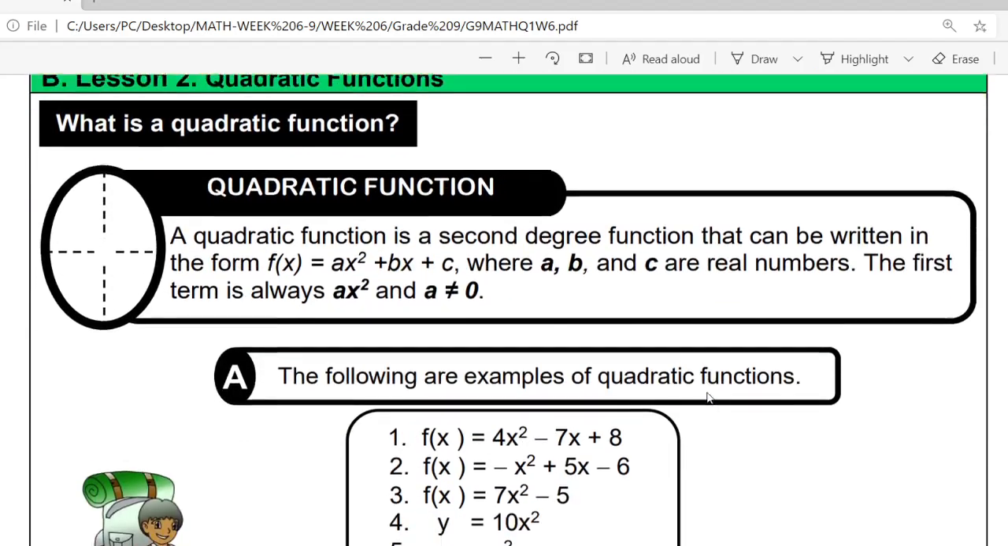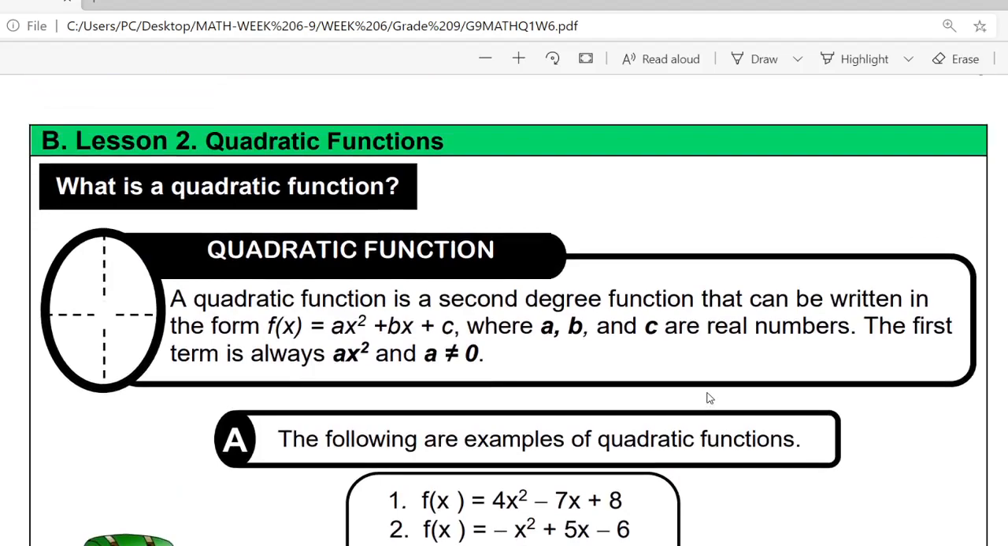Then lesson 2, we have here quadratic functions. What is a quadratic function? A quadratic function is a second degree function that can be written in the form f of x equals ax squared plus bx plus c, where a, b, and c are real numbers. The first term is always the ax squared, and a must not be equal to 0. Okay, so a quadratic function is a second degree function that can be written in this form, wherein the first term is always the ax squared or the quadratic term, and a must not be equal to 0.